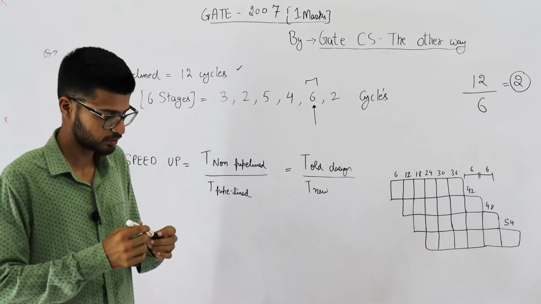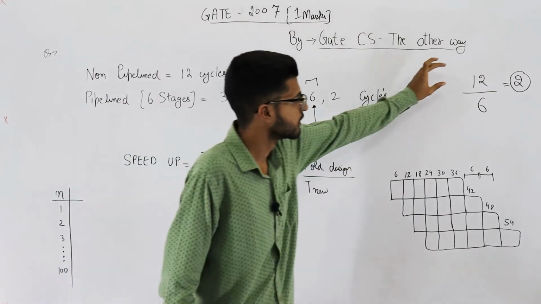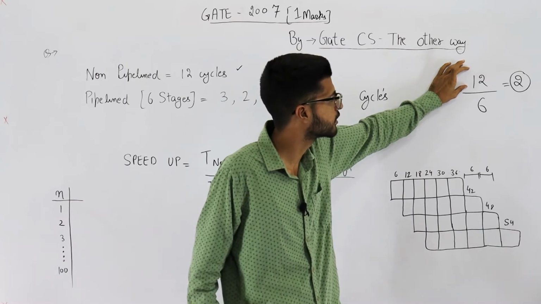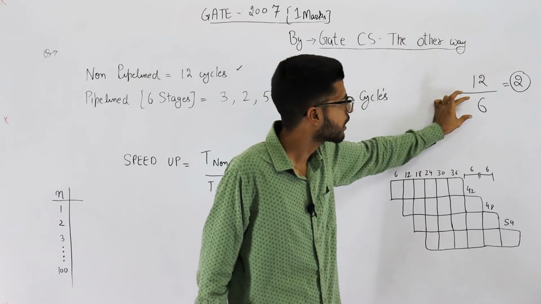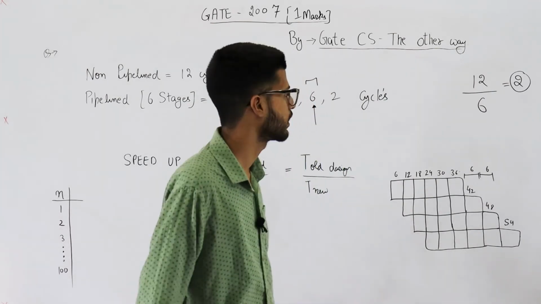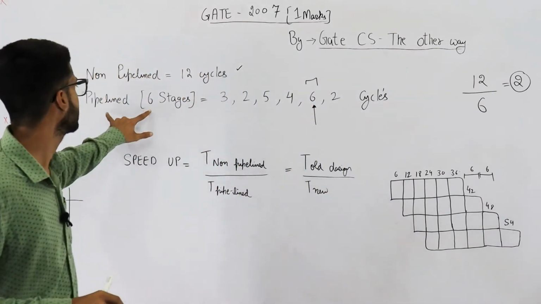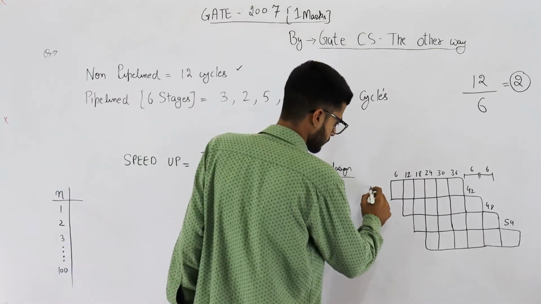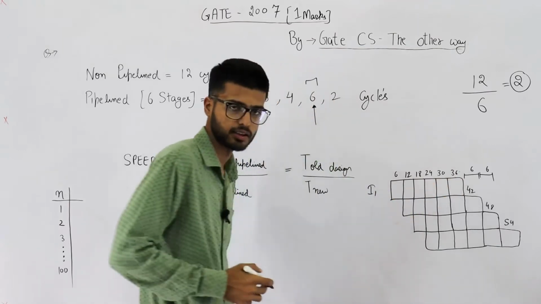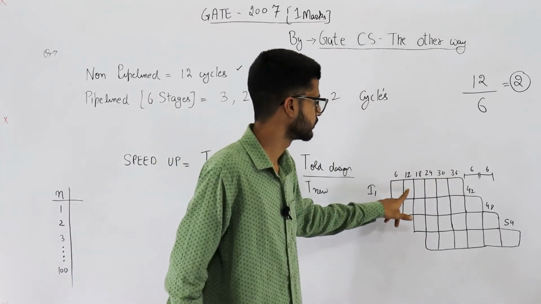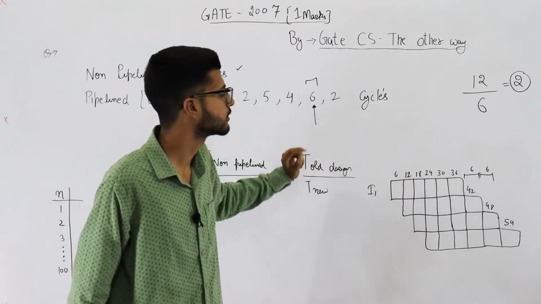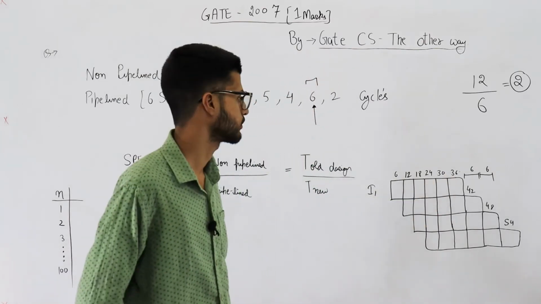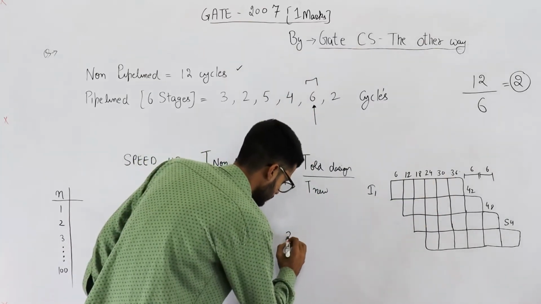Now one doubt that you guys might get is, it is clearly given that 12 cycles are required for executing one instruction completely. But how can we assume that 6 cycles are required for executing one instruction in pipelined version? You might think that the first instruction requires 36 cycles, because we have assumed each stage takes 6 cycles, and the first instruction will take a total of 6 stages. That means 6 into 6, 36.